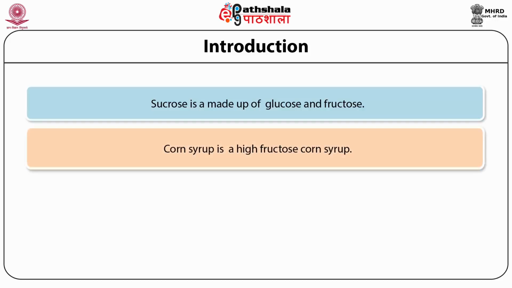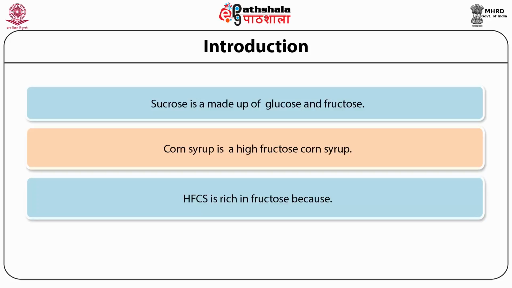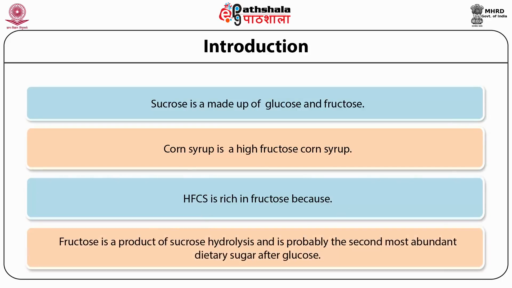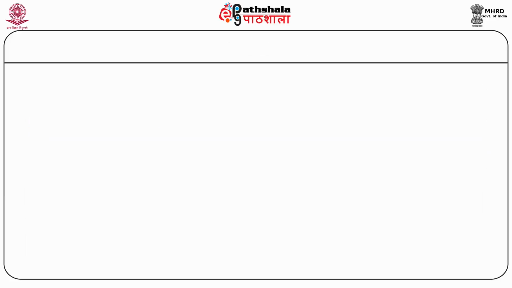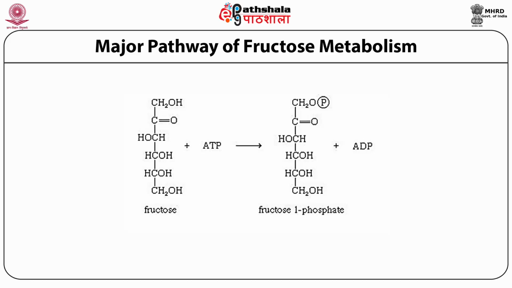Corn syrup is recognized as high fructose corn syrup, which gives the impression that it is very rich in fructose content, but the difference between the fructose content in sucrose and high fructose corn syrup is only 5 to 10%. HFCS is rich in fructose because the glucose extracted from the corn syrup is treated with an enzyme that converts some glucose into fructose, which makes it sweeter. Fructose is a product of sucrose hydrolysis and is probably the second most abundant dietary sugar after glucose. Following is the major pathway of fructose metabolism.